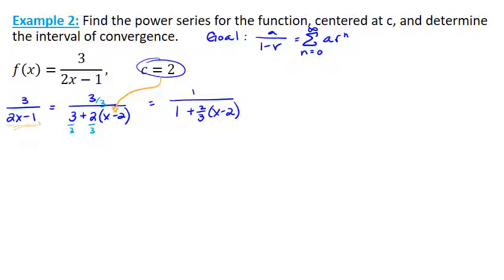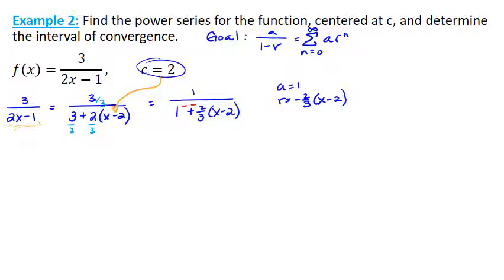Okay, getting closer. Now, the thing we need to be cautious of is this needs to be negative. Remember a little trick from the previous one. I can write this as minus a negative because that's the same thing as a plus. So I can say that this resembles a geometric series where a is equal to 1 and r is negative 2/3 times the quantity x minus 2.